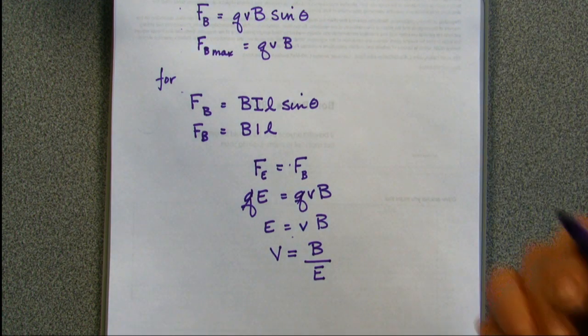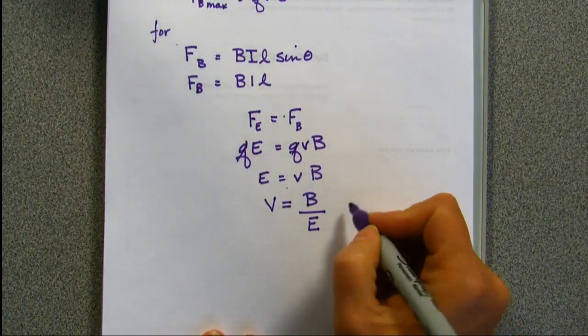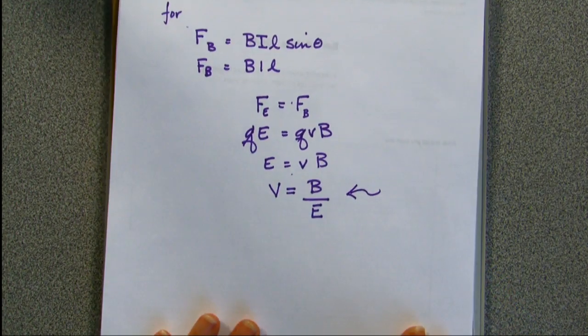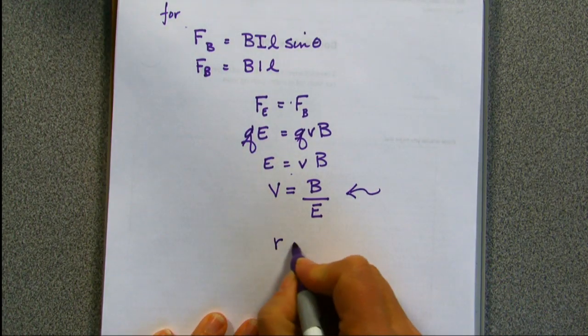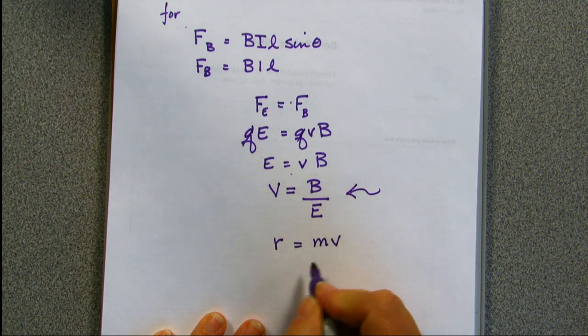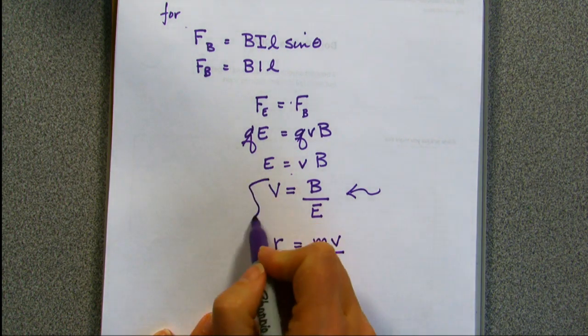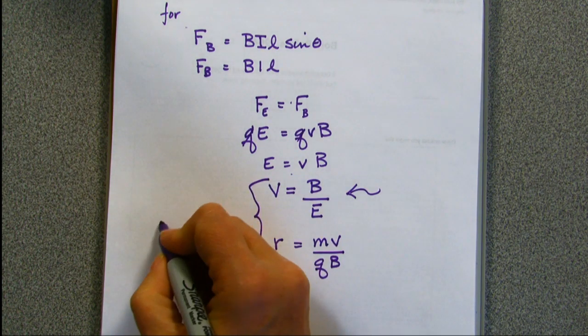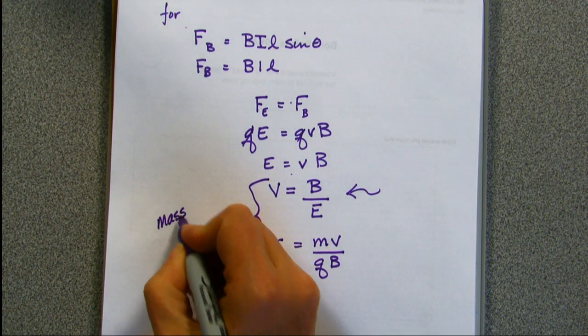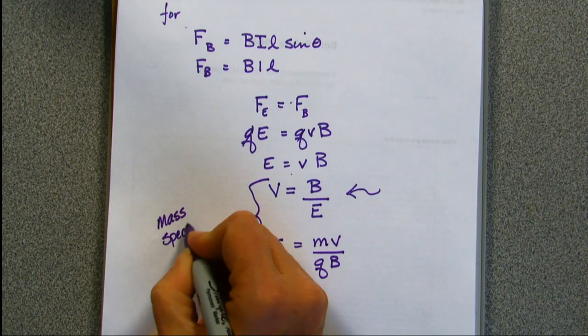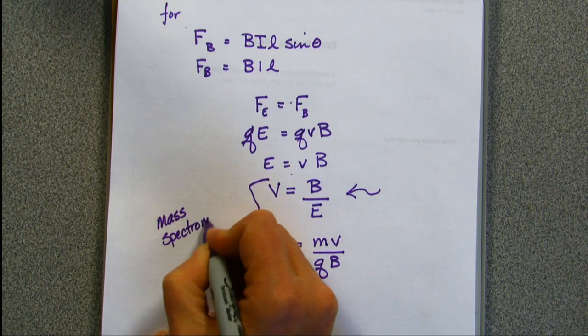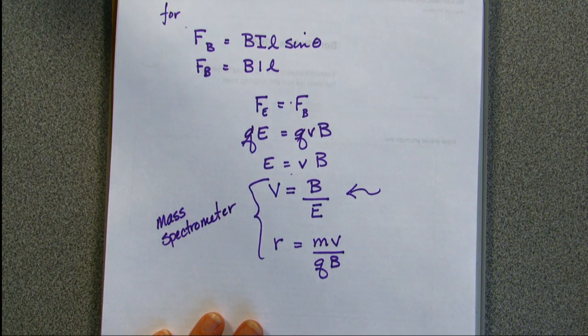We also talked about the cyclotron radius. So this is the velocity, and then the cyclotron radius we actually showed was MV over QB. And these two together will give us our mass spectrometer. I've actually got a problem for that, and we'll get to that. So this gives us our mass spectrometer information.